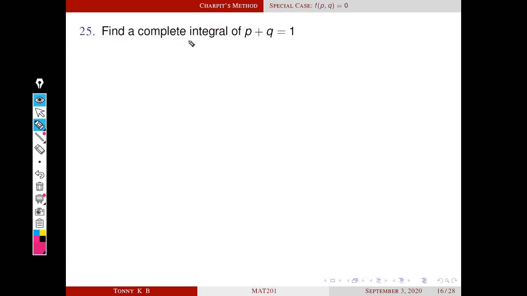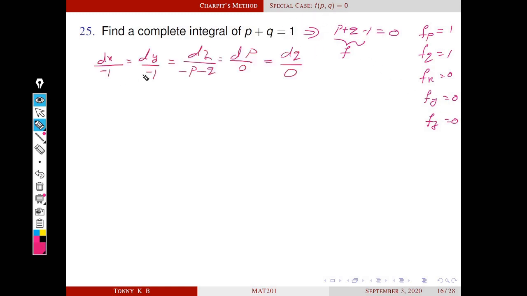The first problem: find a complete integral of p plus q equal to 1. The standard form is f of p, q equal to 0. So the standard form of the given PDE is p plus q minus 1 equal to 0. So this is our f. Then you write the Charpit's equations. These are the derivatives f_p, f_q, f_x, f_y, f_z. The last three derivatives are 0, because this function is independent of x, y, z. These are the corresponding Charpit's equations.